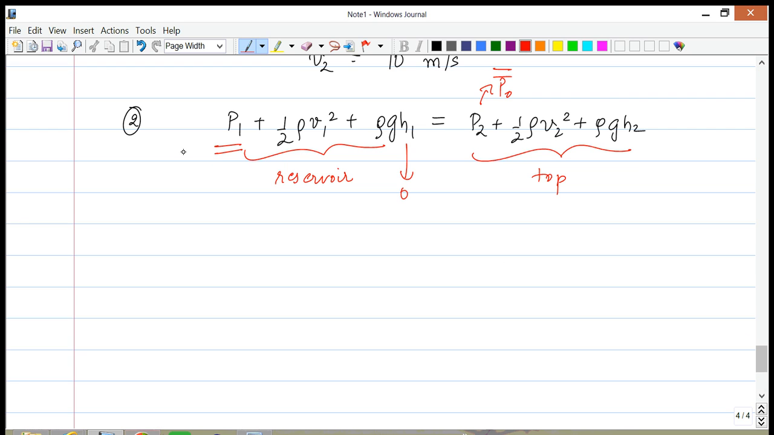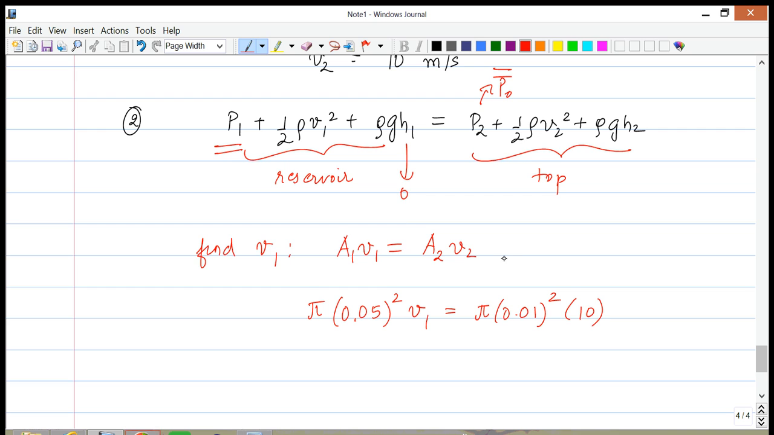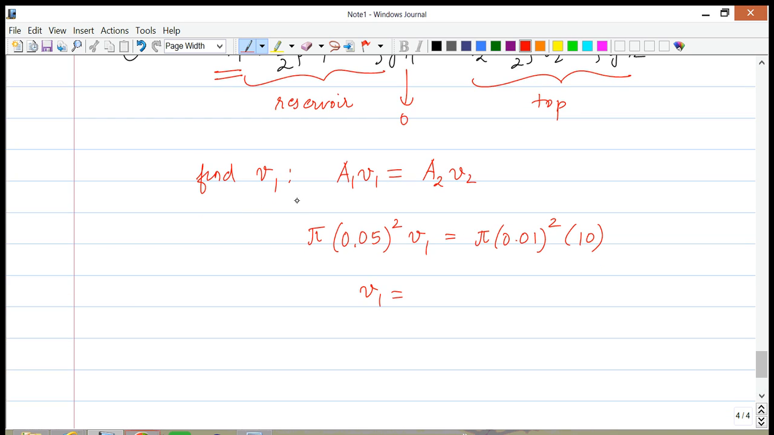Before we do P1, we need to first find V1, and to find V1 we're going to use our equation of continuity, which is A1 V1 equals A2 V2. Now A is pi times 0.05 squared times V1, which we do not know, is equal to pi times 0.01 squared times V2, which is 10. And V1 now is equal to simply 0.01 divided by 0.05 squared times 10, and this is basically 1 divided by 25. 10 divided by 25 is equal to 0.4 meters per second.